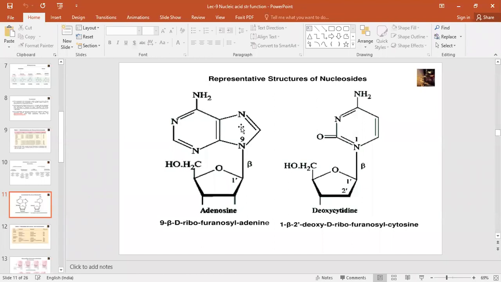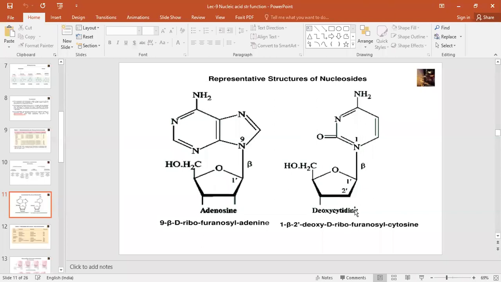Now, what I told you, the ribose sugar forms the beta glycosidic linkage with the purine at the N9 position and with the pyrimidine at the N1 position. Adenine is a purine, so at the N9 position there is the beta glycosidic linkage with carbon number 1. This is your pentose sugar, and this is the first carbon of the pentose. It forms the glycosidic linkage. So this is the adenosine.